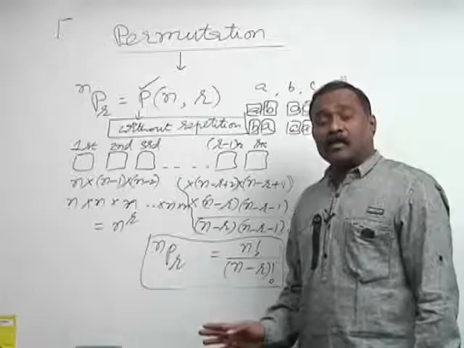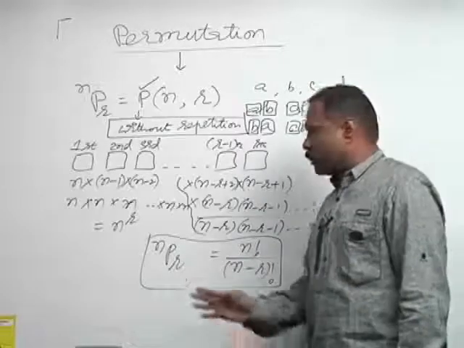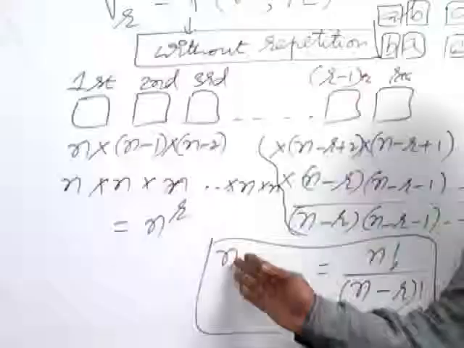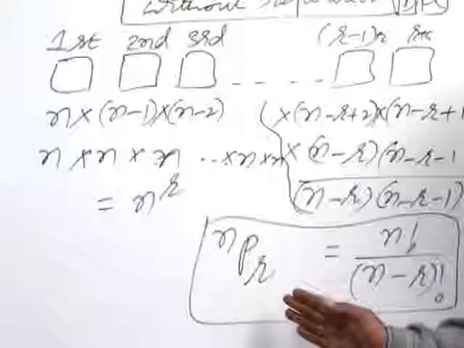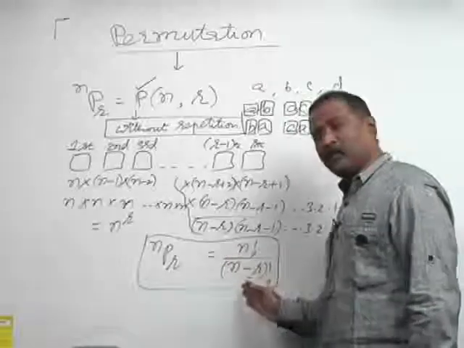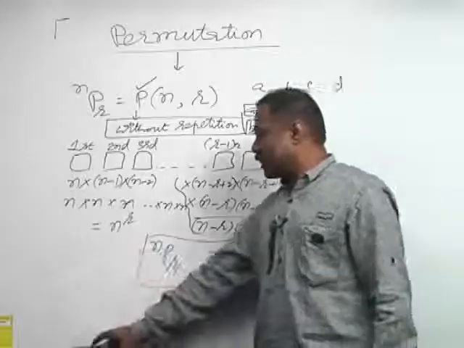So, what is the conclusion here? Without repetition, NPR is nothing but N factorial upon N minus R factorial. With repetition, it is N power R.